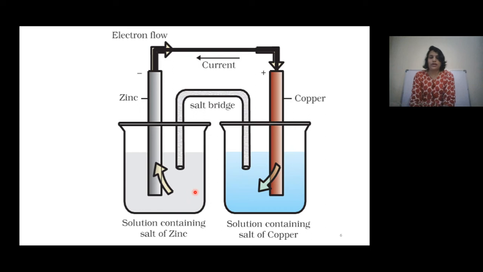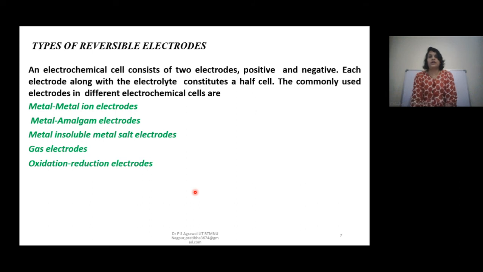Now, how to calculate the EMF? We have just seen that E cell is equal to E cathode minus E anode, or right hand side EMF minus left hand side EMF. Now, what are the different types of reversible electrode?